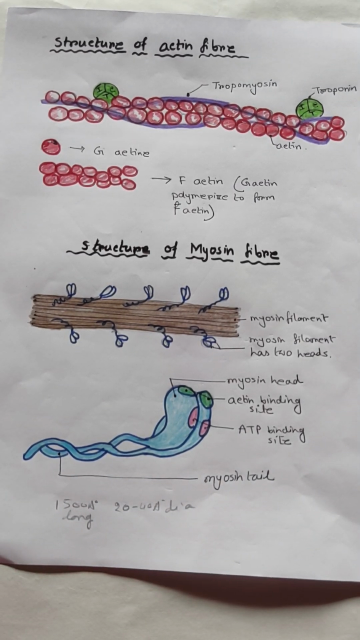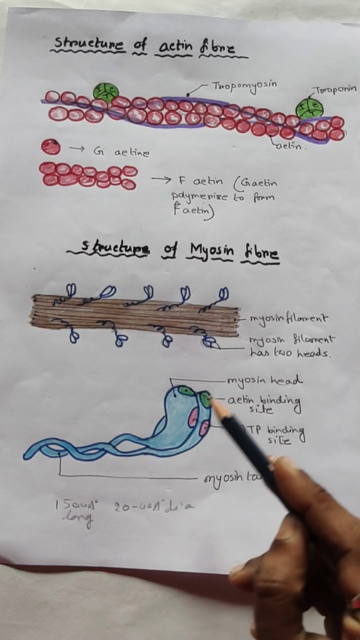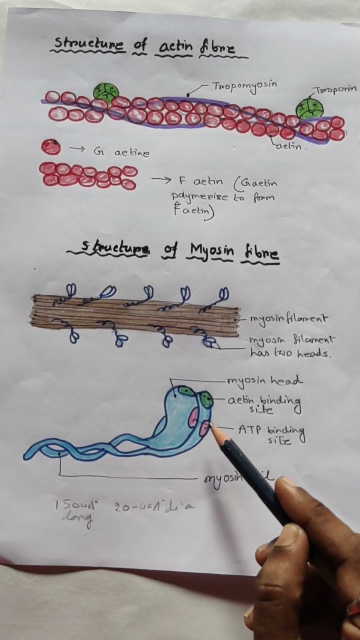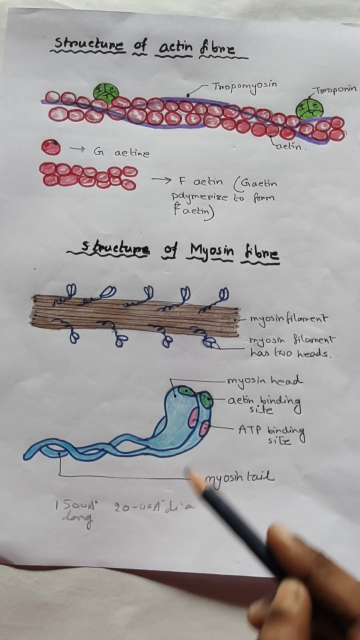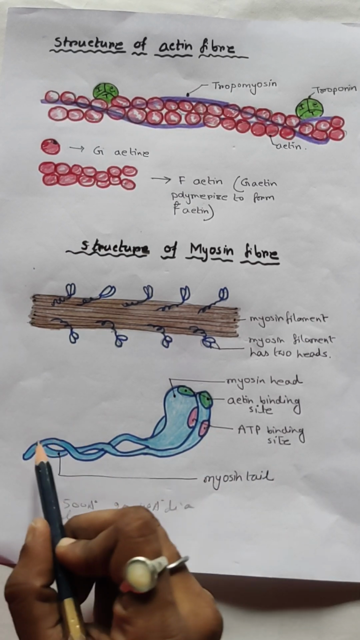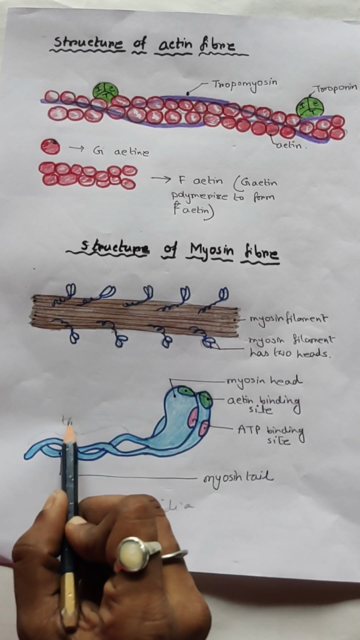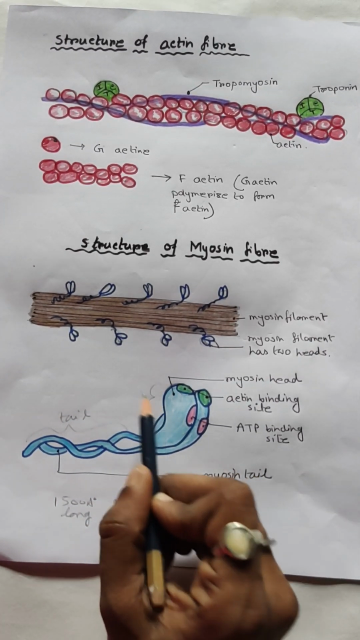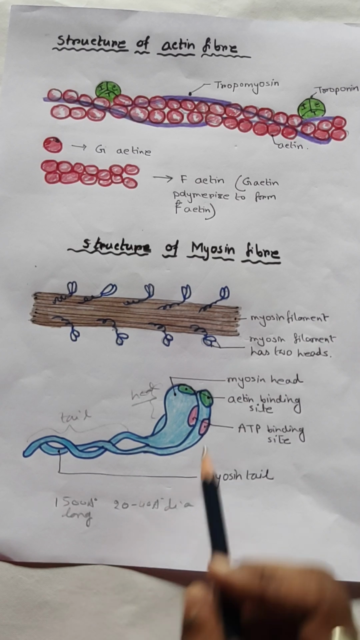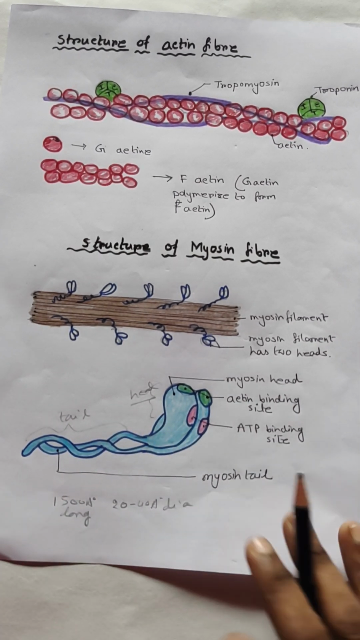Okay, it is an asymmetric molecule, and is formed of 6 polypeptide chains differentiated into two parts. That is, this part is the tail, and this is the head. Tail and head.